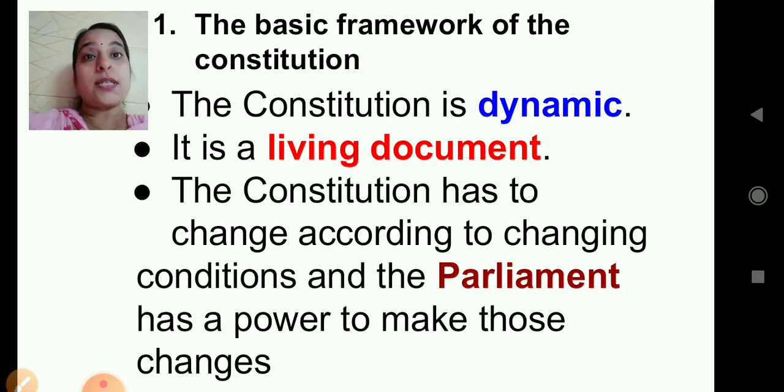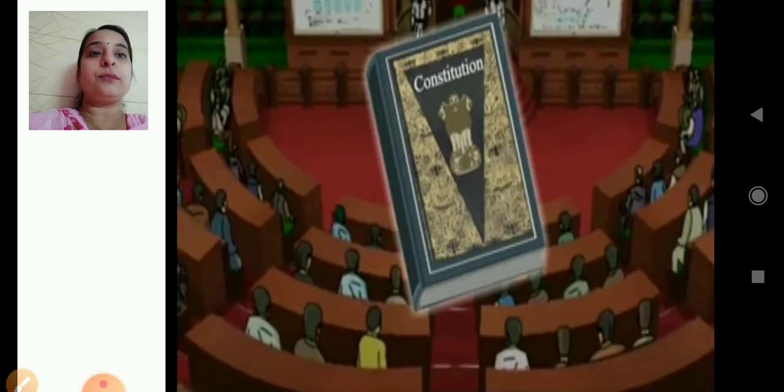Parliament has the power to make those changes. So the Constitution is dynamic. It means that there is scope for updation. There can be certain amendments. So it is a living document because the government works in accordance with the provisions laid down in the Constitution. And the Constitution has to change according to the changing conditions. And Parliament has the power to make those changes.